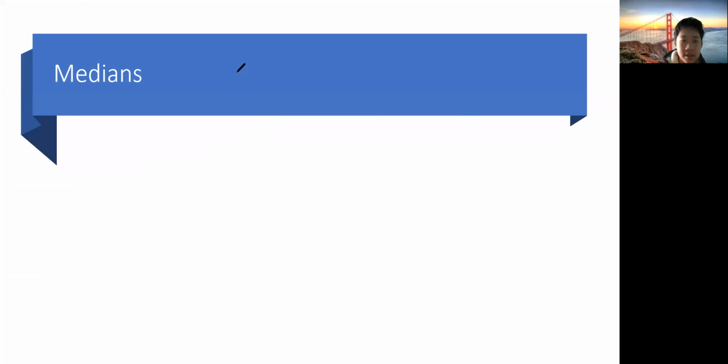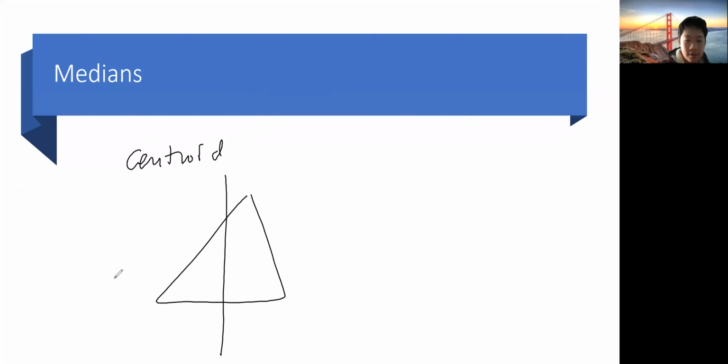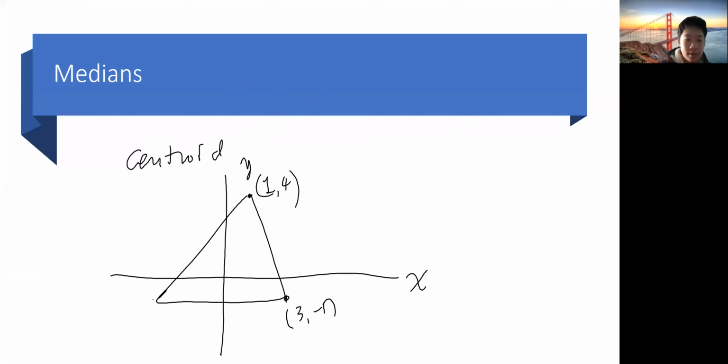One last thing about medians and centroids is that you can find the centroid if the triangle's vertices are given as coordinates. So let's say we have the coordinate graph here, right? This is the x-axis, y-axis. So this could be like, I don't know, (1, 4). Be like (3, -1), (-4, -1). Okay, so let's say we had these three points.